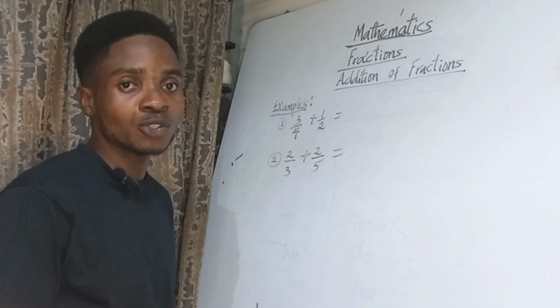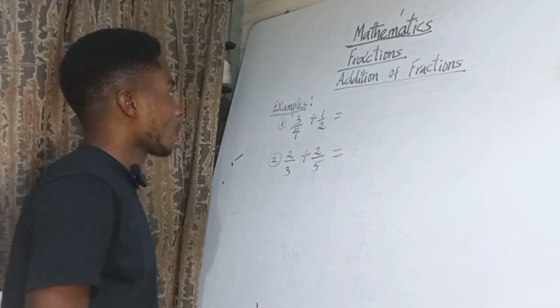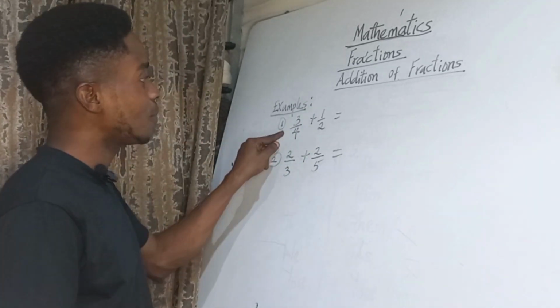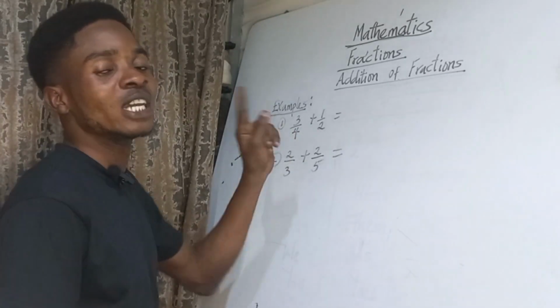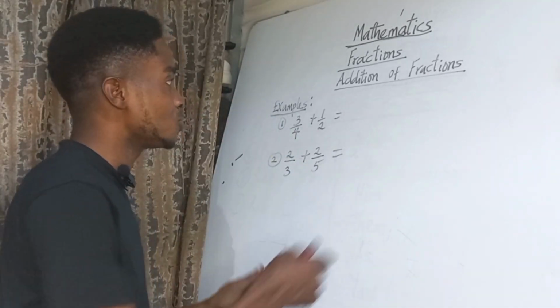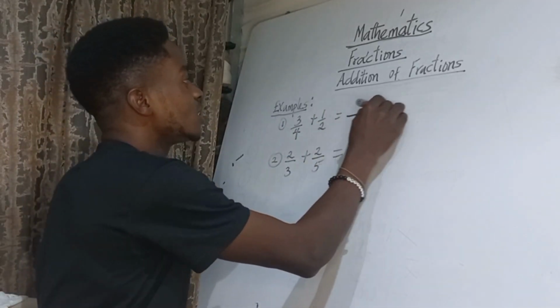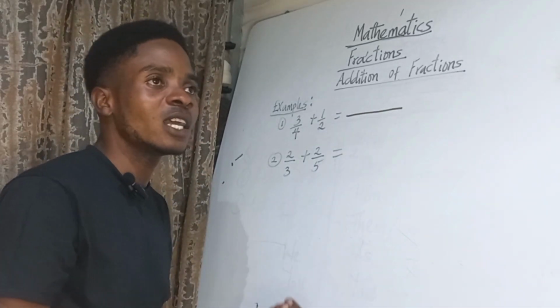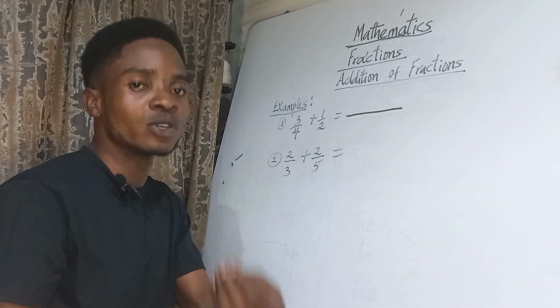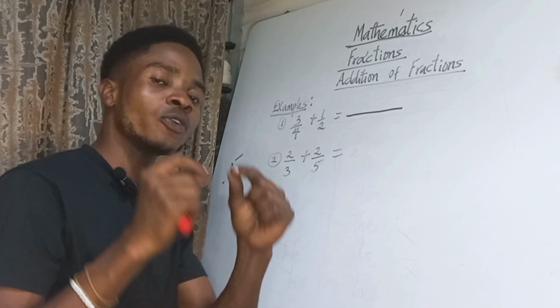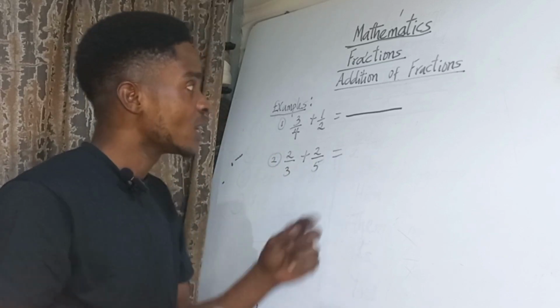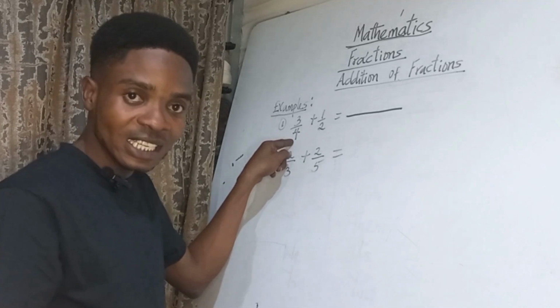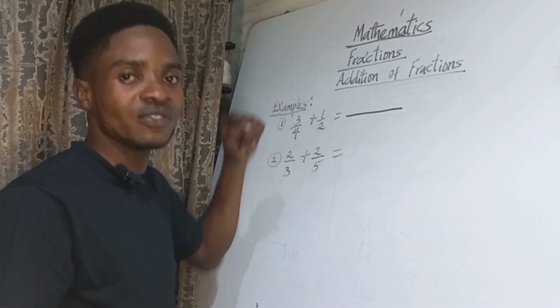The first thing you've got to do here, 2 steps. The first thing you need to do is find your LCM, right? So what do we call LCM? LCM means lowest common multiple, meaning that you need to look for a particular number that this 4 can divide and these 2 will equally divide.